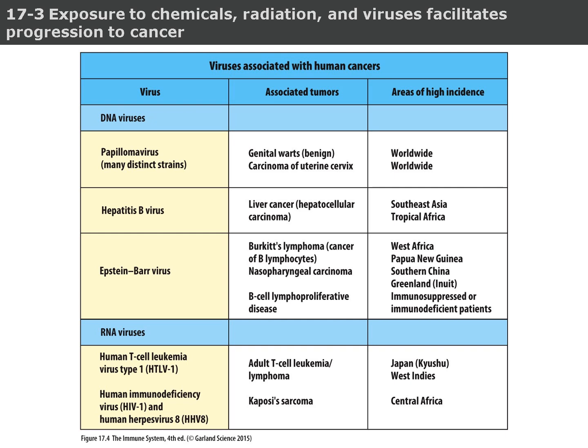Epstein-Barr virus is linked to Burkitt's lymphoma, nasopharyngeal carcinoma, and other B-cell lymphoproliferative diseases, particularly in West Africa, Papua New Guinea, southern China, and immunodeficient populations. RNA viruses also contribute to cancer development. Human T-cell leukemia virus type 1 is linked to adult T-cell leukemia and lymphoma, especially in Japan and the West Indies. Human immunodeficiency virus and human herpes virus 8 are associated with Kaposi's sarcoma, particularly in Central Africa.